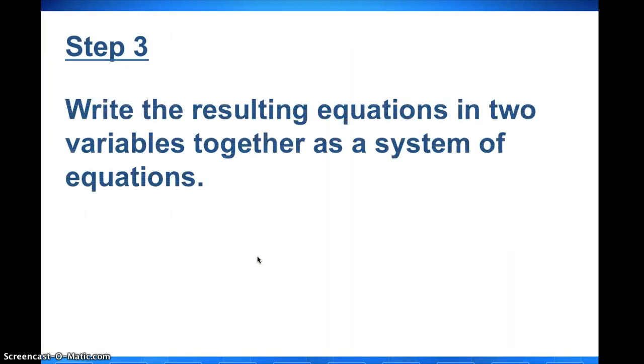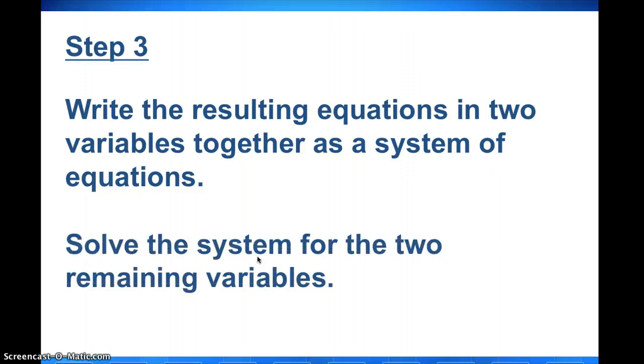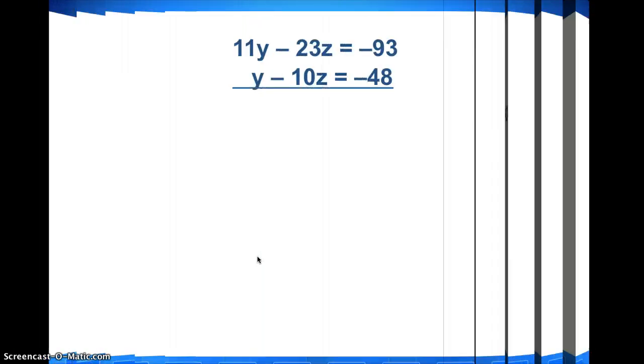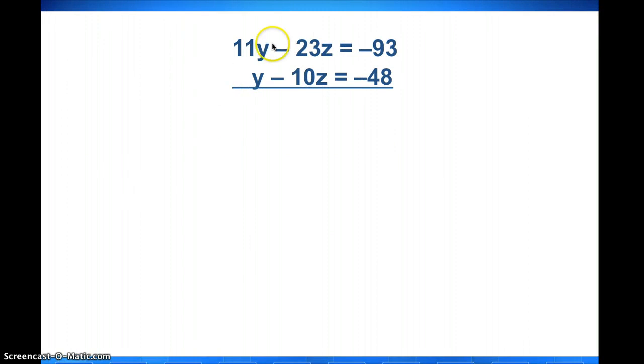Okay, so step 3, write the resulting equations in two variables together as a system of equations. Then solve the system for the two remaining variables. This is what you have done last time. Okay, so then we have 11y. These are the results of the computation a while ago. So we need a common coefficient. So I'm going to multiply the equation here by negative 11.